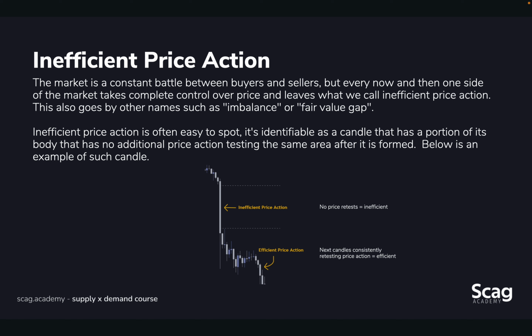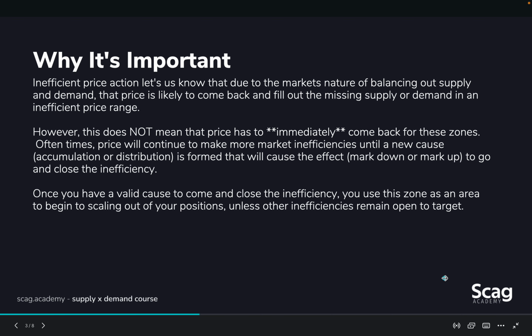Whereas if you take a look at the efficient price action that happens right below it, you can see with every candle, there's some movement back to the upside. It's filling out some of that recent action. So big difference between efficient and inefficient, usually very easy to spot on the charts. Now let's talk about why this is important.